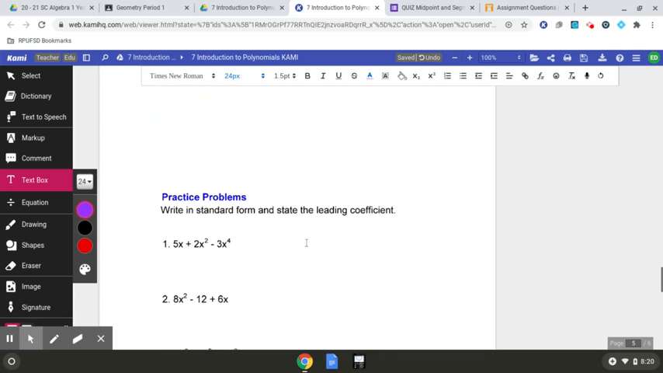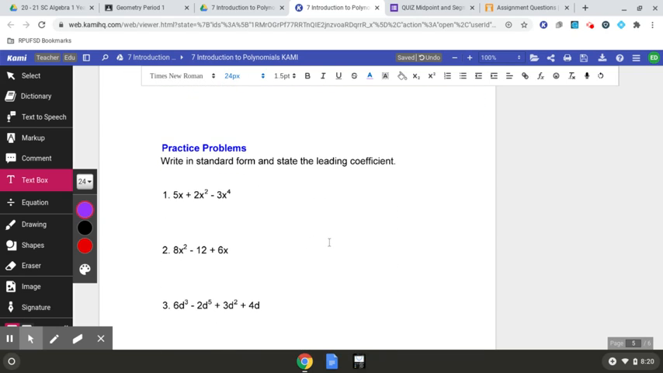Okay, so these are your practice problems. Definitely pause the video, put them in standard form, and state the leading coefficient.